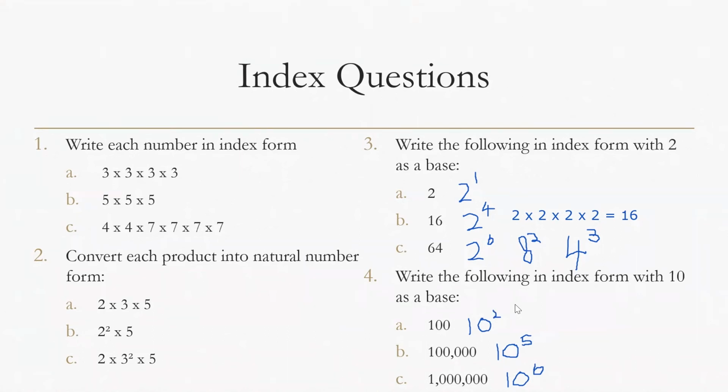Wait, sorry, can you say that again? So as long as the base number is 10, the exponent should be the number of zeros inside of the number. So if there's 2 zeros, then the exponent should be 2. Yes. Okay, so the number of zeros in the natural number is equal to the exponent. That's what you mean, right?